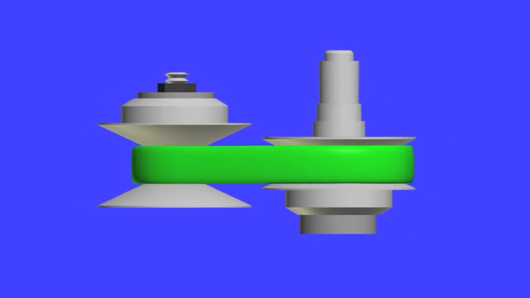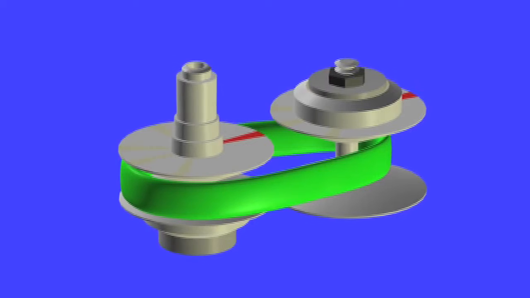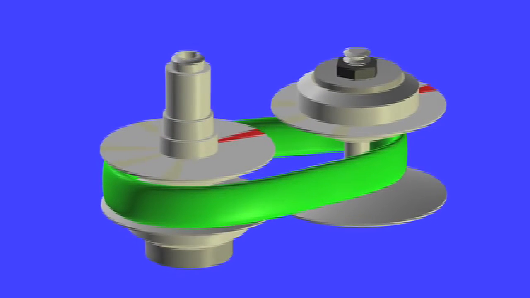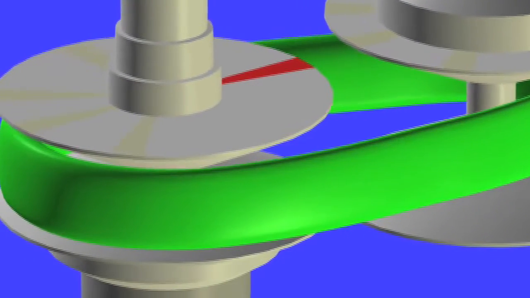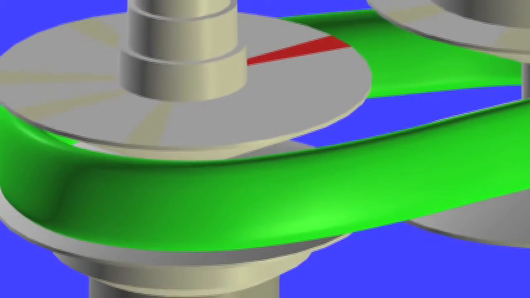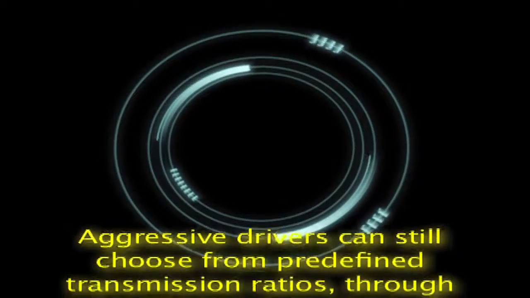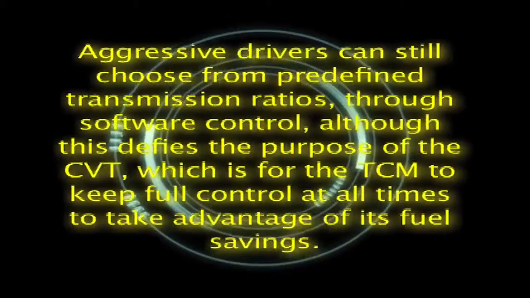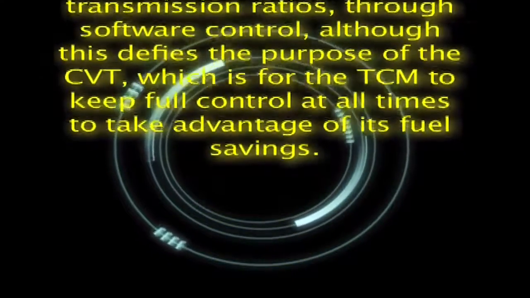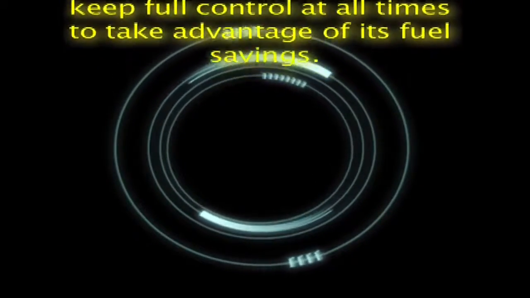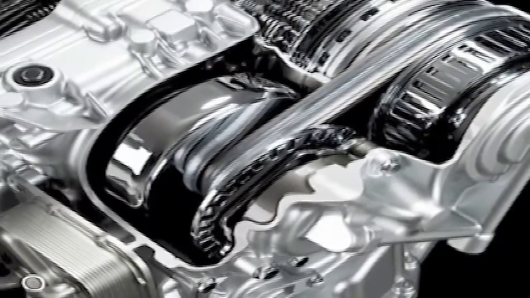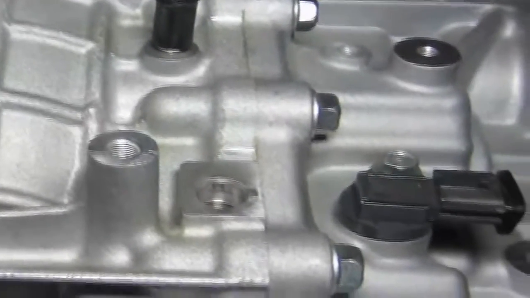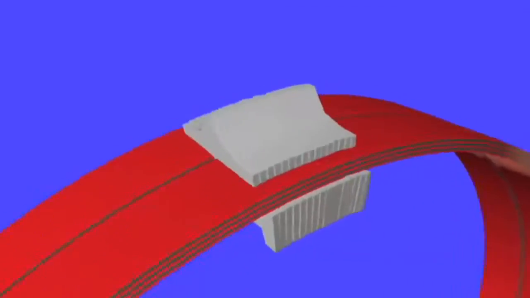Non-slip traction between the belt and pulleys enables the CVT to deliver high control and power from the engine to the road. Aggressive drivers can still choose from predefined transmission ratios through software control, although this defies the purpose of the CVT, which is for the TCM to keep full control at all times to take advantage of its fuel savings. We will later cover the pros and cons of the CVT transmission, along with what fails the most.